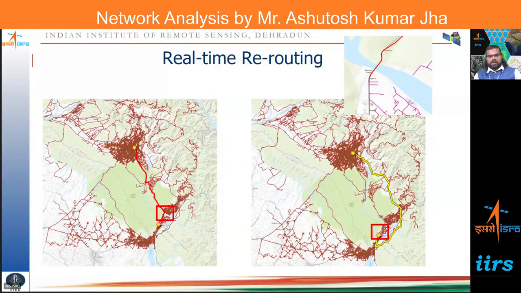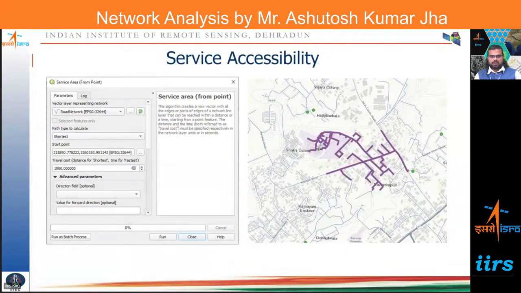Sometimes we also do a kind of real-time rerouting. You may have a path available, but as the situation changes, or you move, or some traffic is there, that kind of rerouting is possible, and it can be carried out using applications like pgRouting and so on, and solutions in the QGIS environment.